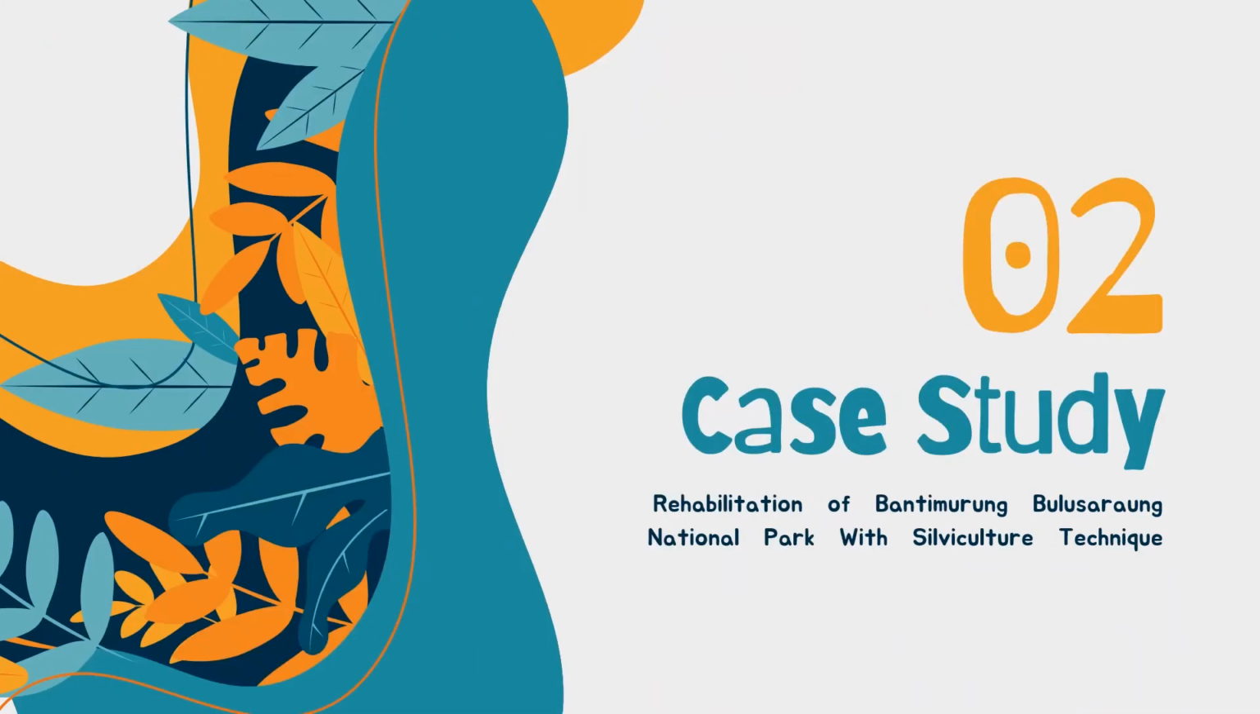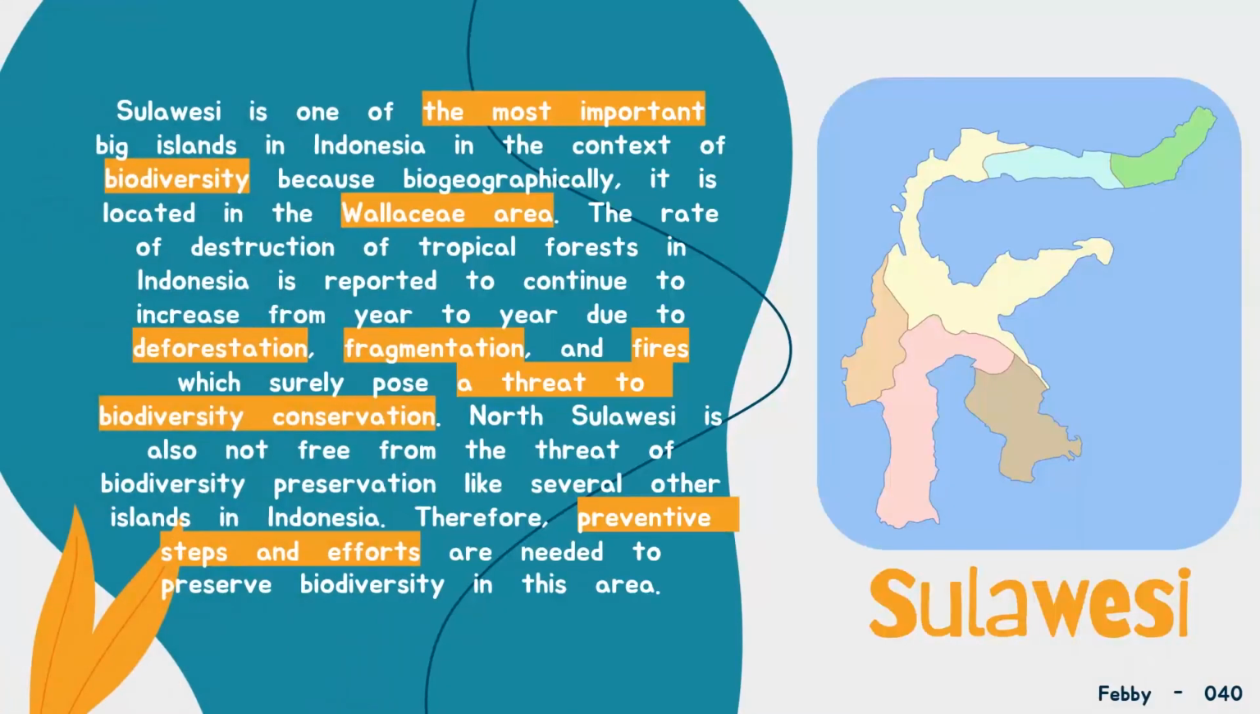In this second session, we will present a case study about rehabilitation of Bantimurung Bulusaraung National Park with Silviculture Technique. Sulawesi is one of the most important big islands in Indonesia in the context of biodiversity because geographically it is located in the Wallacea area.